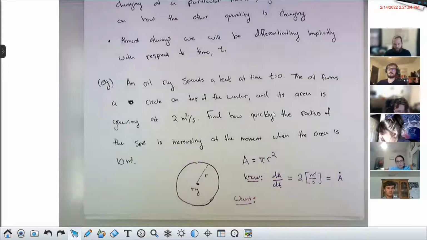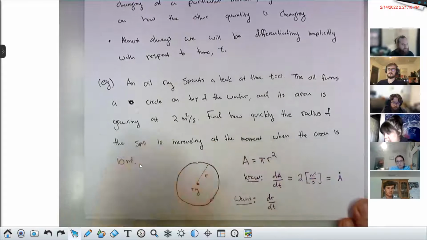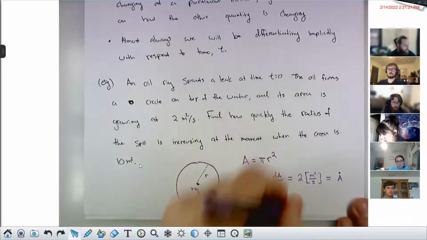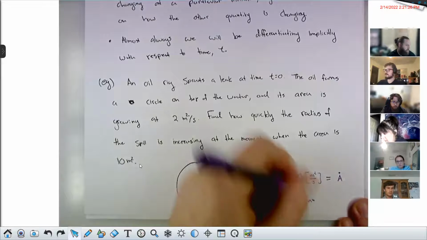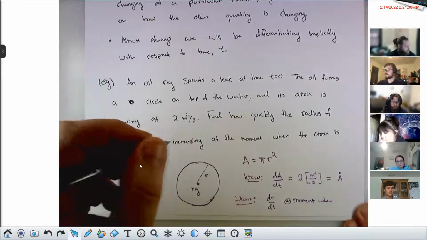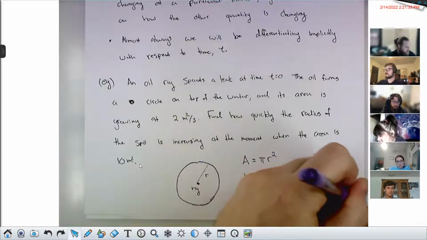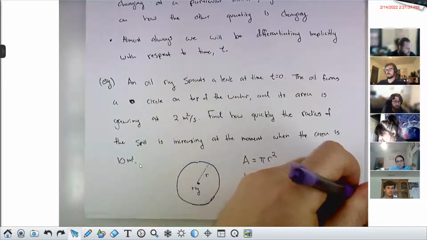The thing I want here is the rate of change for the radius. They say find how quickly the radius of the spill is increasing at the moment when the area is 10 meters squared. So the rate of change for the radius would be dr/dt. And I want dr/dt at the moment when A is 10 meters squared.